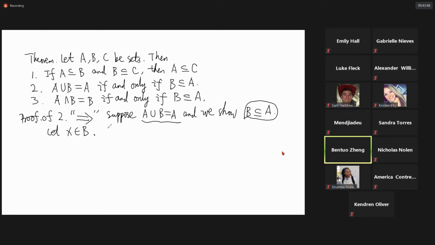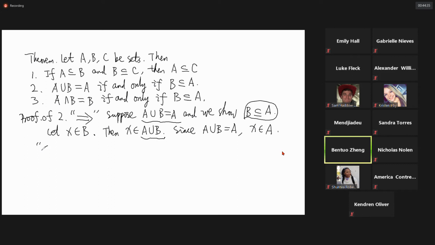Okay, then by a simple fact, we know that X is in A union B, because A union B is larger than B. But now we can use the condition, since A union B is simply A. This is our condition assumption. So what you can claim is X is in A, because X is in A union B, but A union B is just equal to A, so X is in A. So now you can see we take an X in B, we show that X is in A. Okay, we finished the proof of one direction.